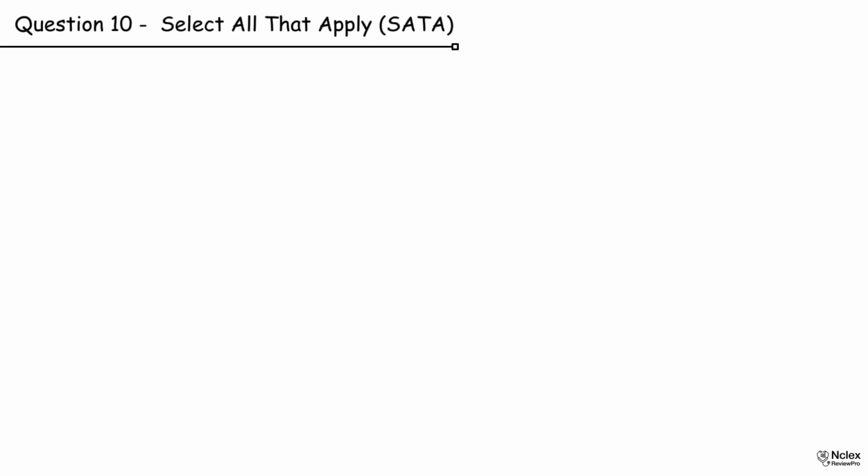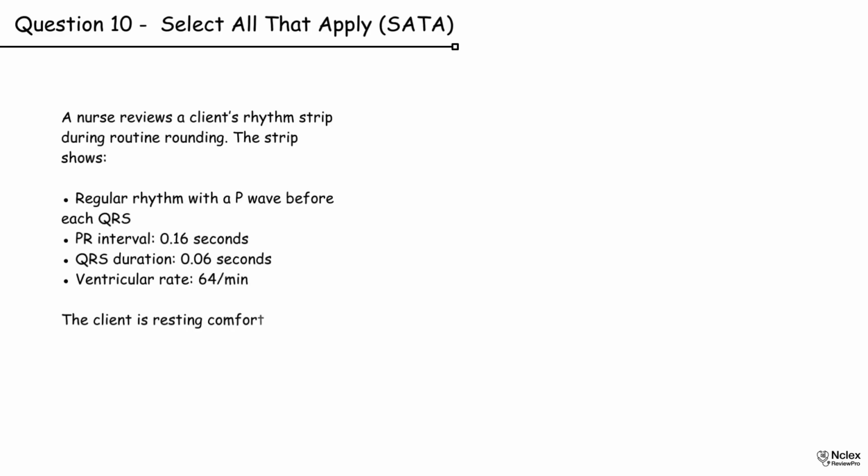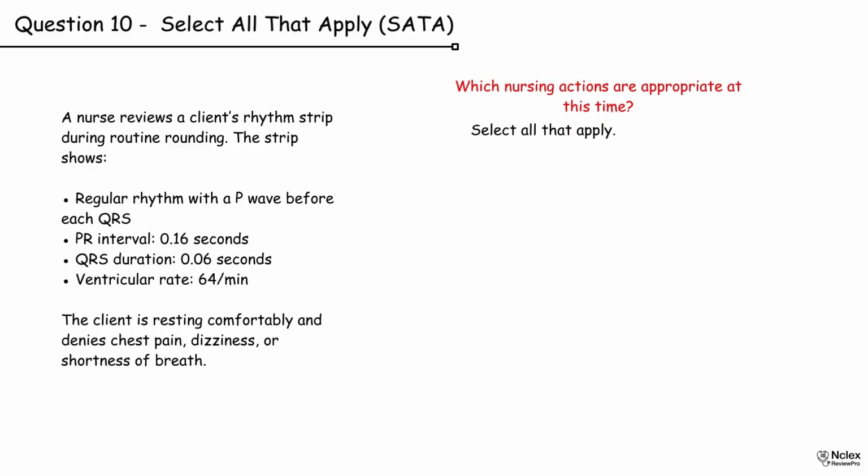Let's move on to question 10. This is a select all that apply question focused on rhythm interpretation and clinical judgment. A nurse reviews a client's rhythm strip during routine rounding. The strip shows a regular rhythm with a P wave before each QRS complex. The PR interval is 0.16 seconds. The QRS duration is 0.06 seconds. The ventricular rate is 64 per minute. The client is resting comfortably and denies chest pain, dizziness, or shortness of breath. Now the question is asking, which nursing actions are appropriate at this time?